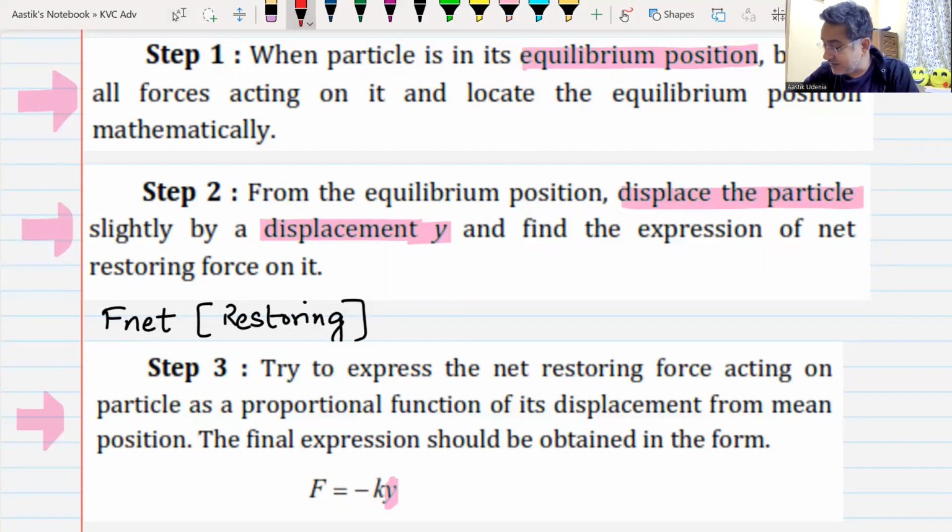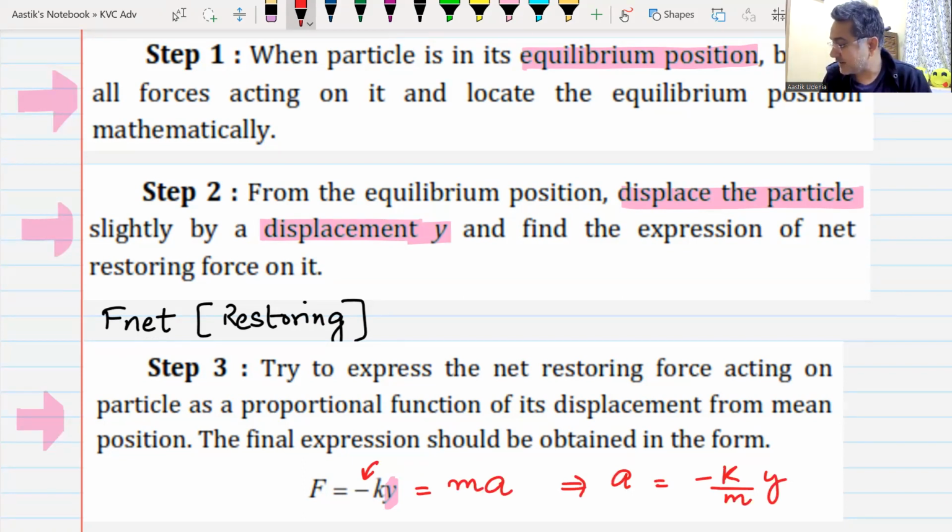This negative sign only indicates that this force is opposite to displacement. If the displacement is towards the right, the force has to be towards the left. If the displacement is upwards, the force has to be downwards. If the displacement is downwards, the force has to be upwards. Yes or no? Do we understand this? Yes, sir. And then you can equate this force to m into a, mass into acceleration. So you can write your acceleration as minus k by m multiplied by the displacement y. That is step number 3.